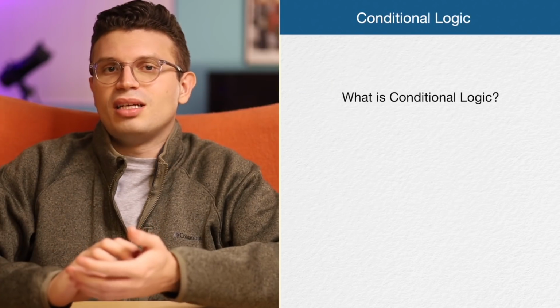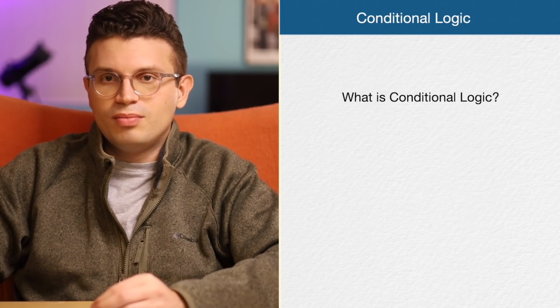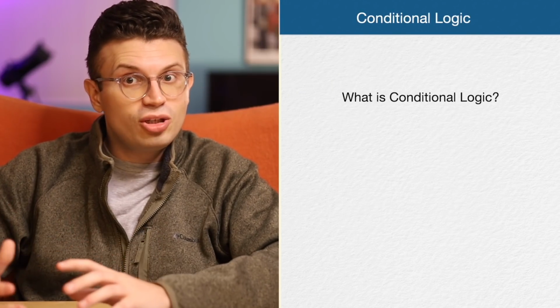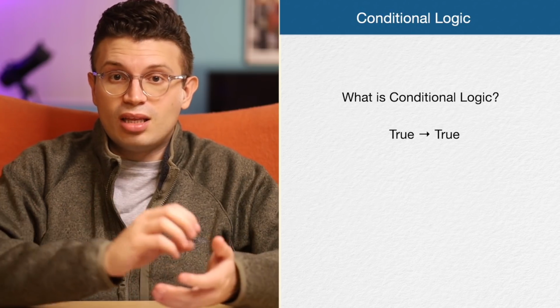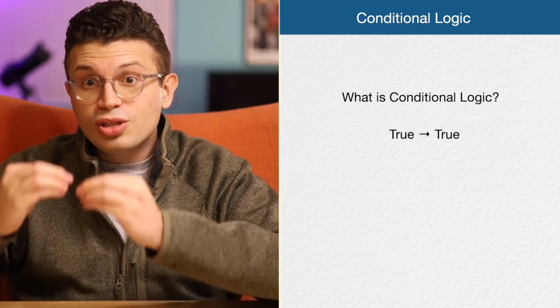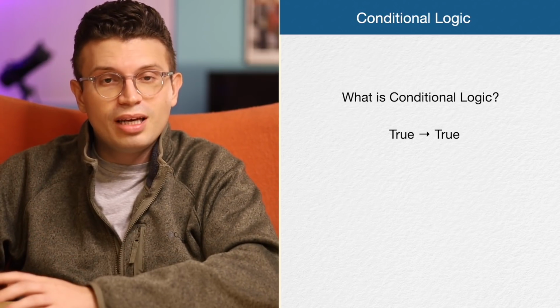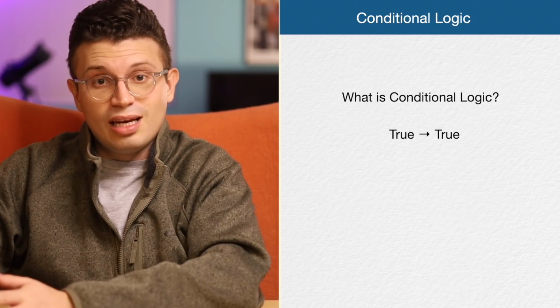First up, what is this conditional logic we're making all this fuss about? Well, here it is. So basically, conditional statements have this arrow. And the way we read them is this. If the thing to the left of the arrow is true, then we know for a certainty that the thing on the right is true. Right? If this is true, then this is definitely true.